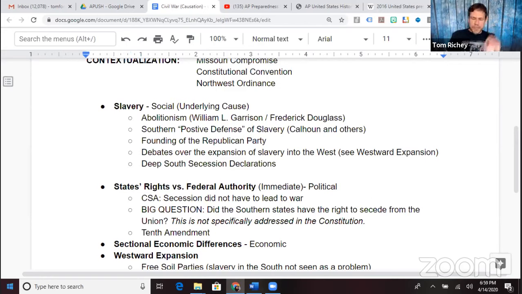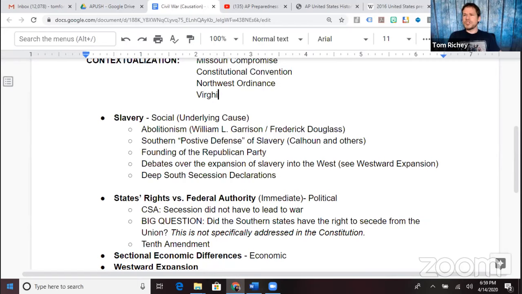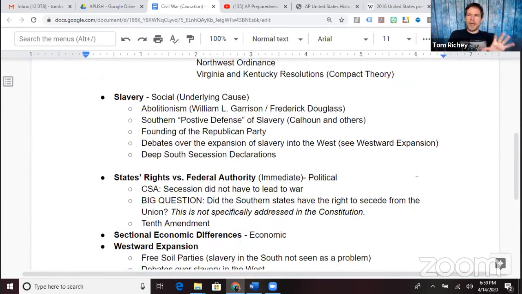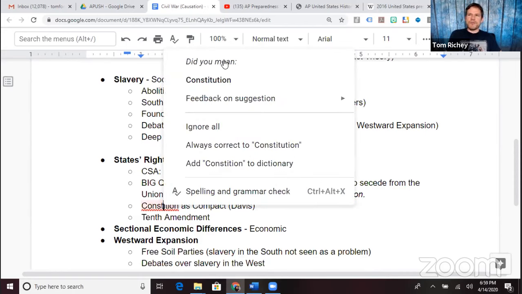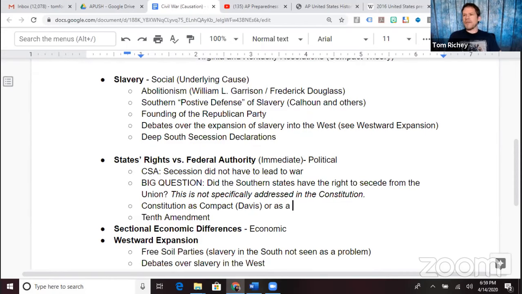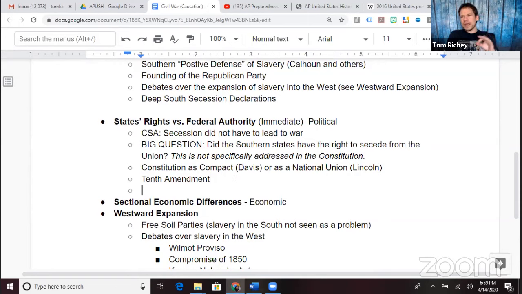Now, here's another possible piece of contextualization. If you looked at the Virginia and Kentucky Resolutions, Jefferson and Madison in 1798, compact theory, this is the way that Jefferson and Madison viewed the Constitution as a compact between the states. That would be Thomas Jefferson and Jefferson Davis's Constitution, or as a national union, Lincoln. And this is where the states' rights argument goes more into what's immediately leading to the Civil War. So you see the 10th Amendment. Of course, Lincoln sees this as a national union.